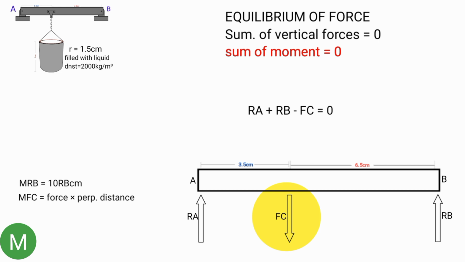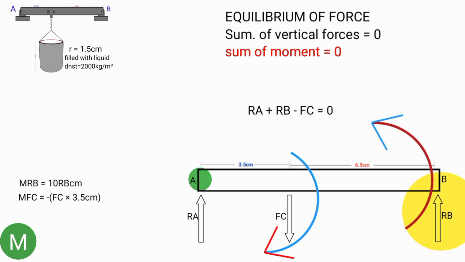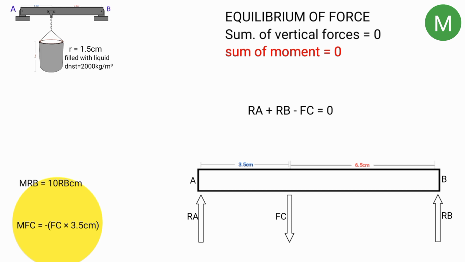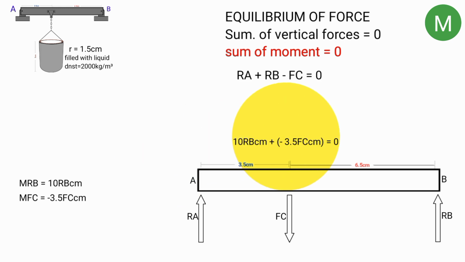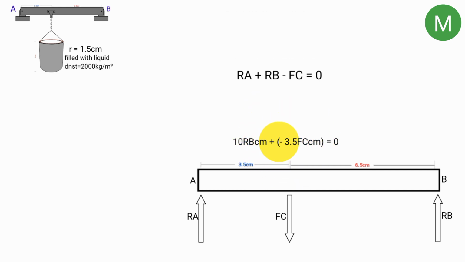The moment caused by FC now will be negative because it will rotate the beam about point A in the clockwise direction, which is opposing the direction RB will rotate the beam about point A. So the moment caused by force C is minus FC times 3.5 centimeters, which equals minus 3.5 FC centimeters. Summing the two moments now and equating them to 0, 10 RB centimeters plus open bracket minus 3.5 FC centimeters equal to 0. Here plus minus is minus, so 10 RB centimeters minus 3.5 FC centimeters is equal to 0.